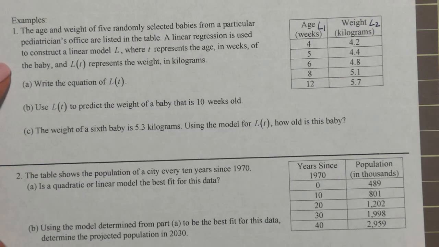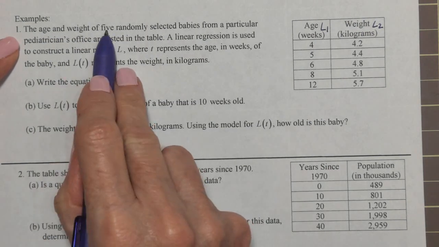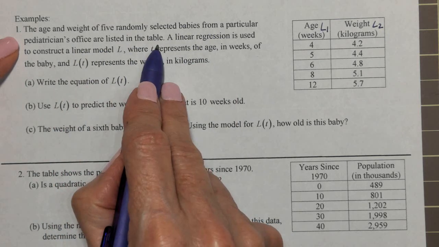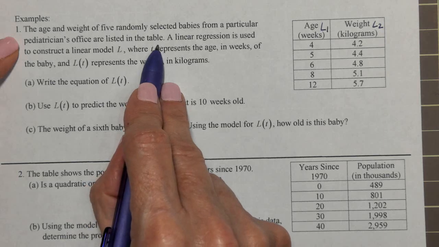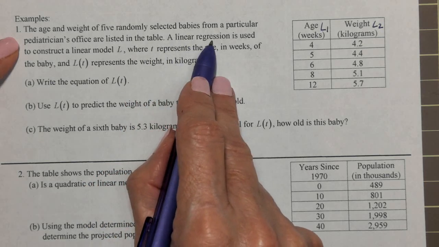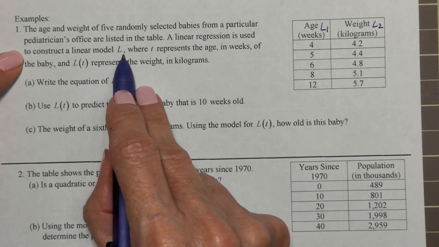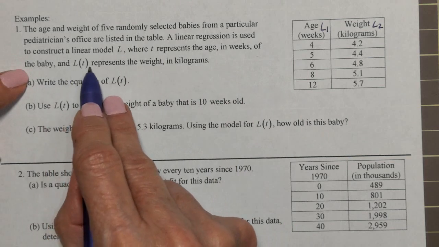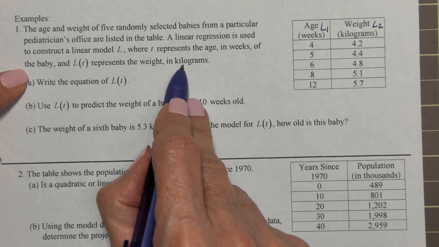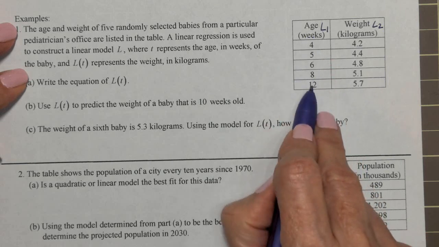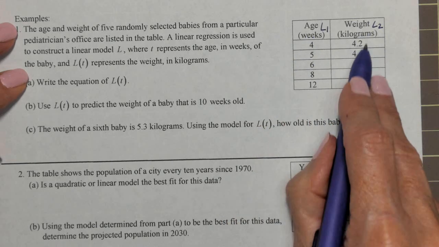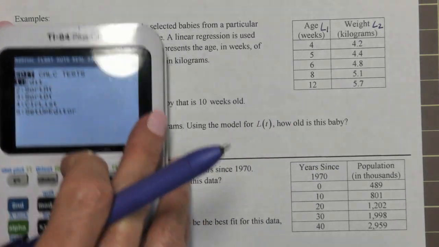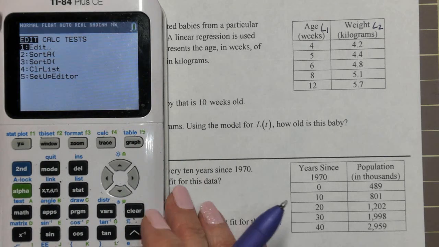Let's go ahead and read this. I should have read this to you. The age and weight of 5 randomly selected babies from a particular pediatrician's office are listed in the table. A linear regression is used to construct a linear model L, where T represents the age in weeks of the baby and L of T represents the weight in kilograms. So we're going to let time, age be L1 and the weight be L2.